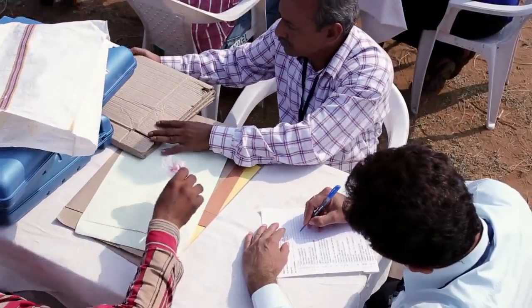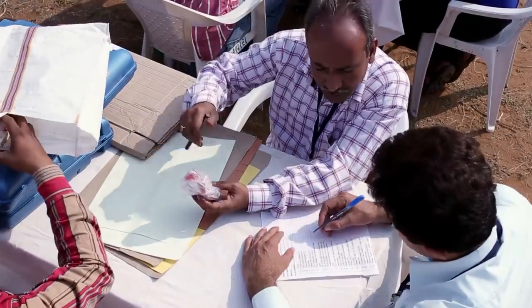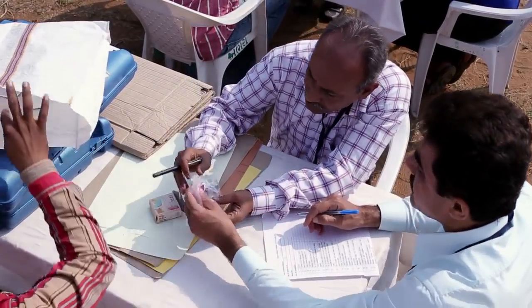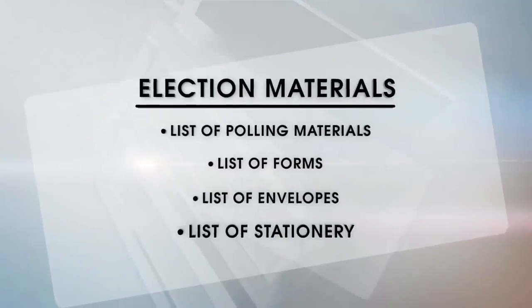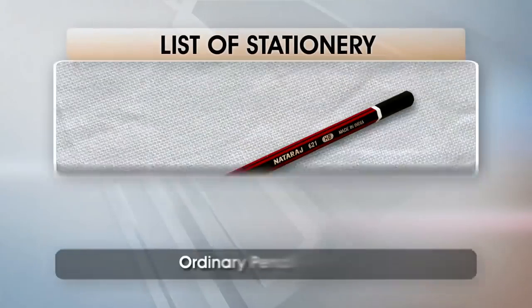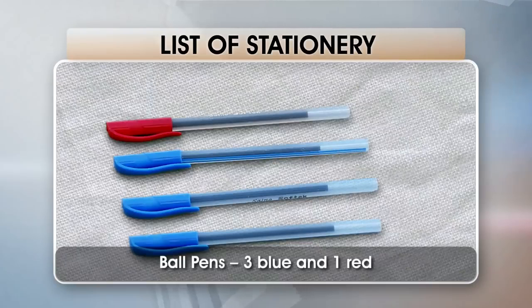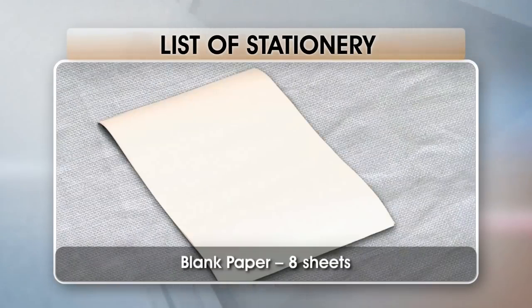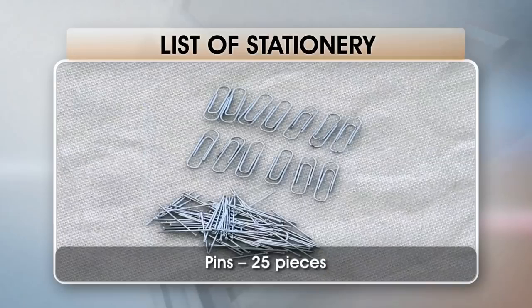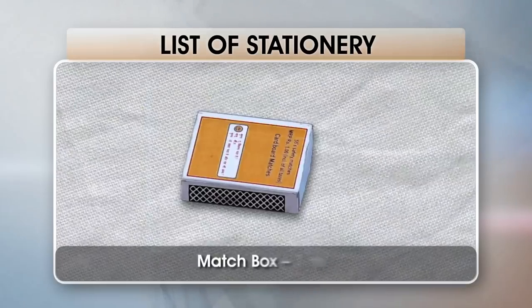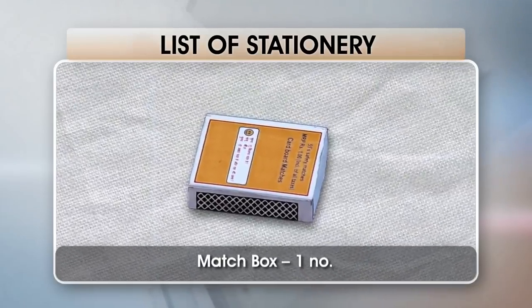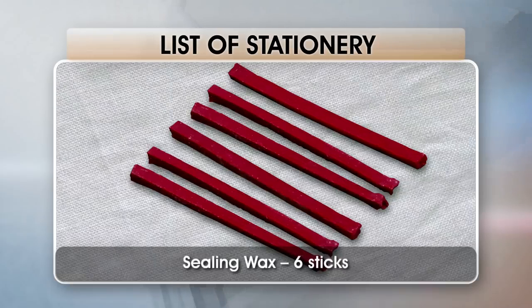There's a sizable amount of stationery to be collected as well. Ravi and his team check them all. List of stationery. Ordinary pencil, 1 number. Ball pens, 3 blue and 1 red. Blank paper, 8 sheets. Pins, 25 pieces. Matchbox, 1 number. Sealing wax, 6 sticks.